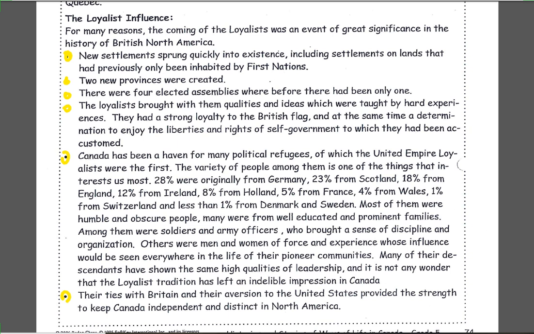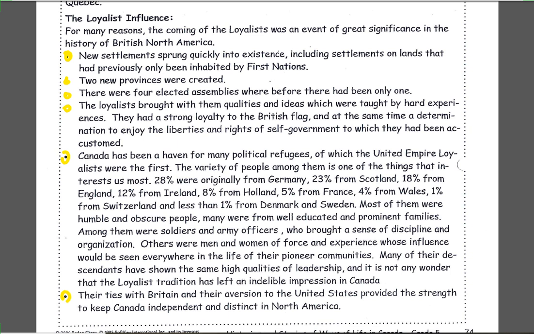The Loyalists brought with them qualities and ideas which were taught by hard experiences. They had a strong loyalty to the British flag and at the same time a determination to enjoy the liberties, which means freedoms, and rights of self-government to which they had been accustomed. So, they brought a lot of good experience and a lot of knowledge and strengths into Canada. And they were able to enjoy the freedoms that Canada brought them.